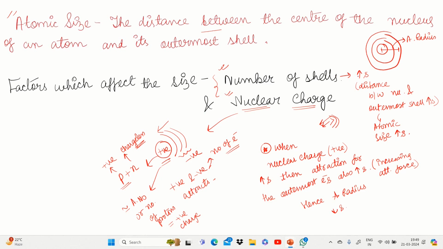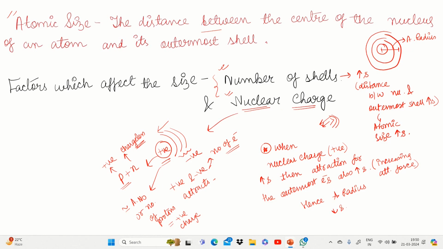As your number of shells increases, the distance between the nucleus and the outermost shell, or the valence shell, will also increase. Hence, your atomic radius will increase. So, it is directly proportional. Simple. Next is your nuclear charge.